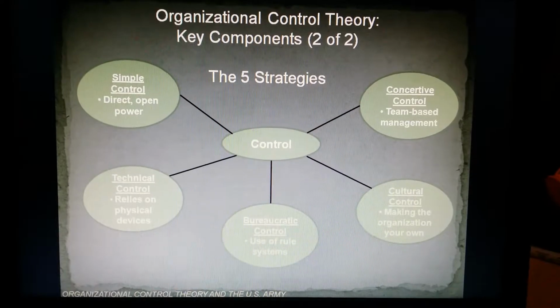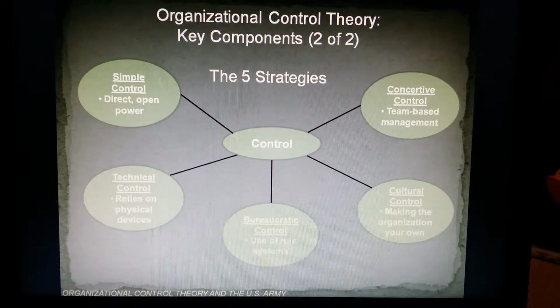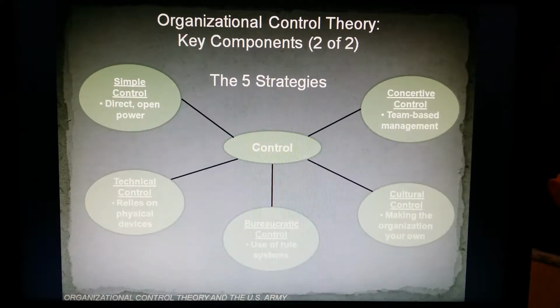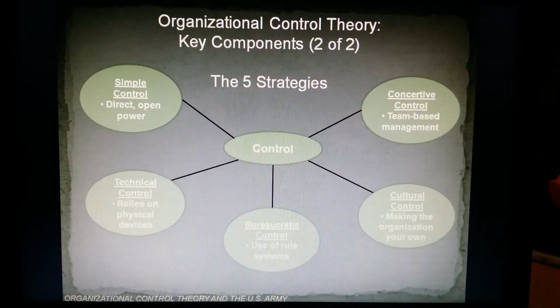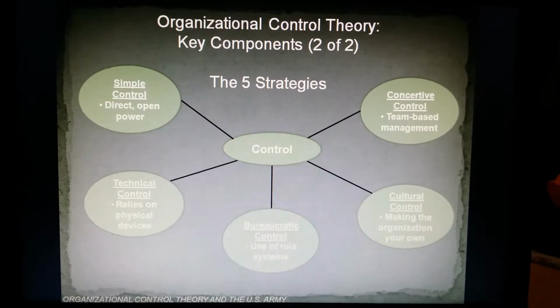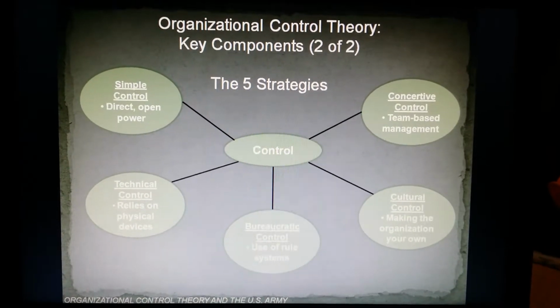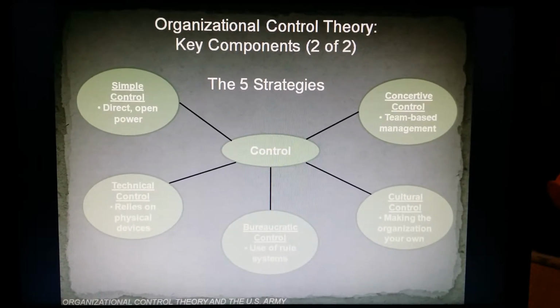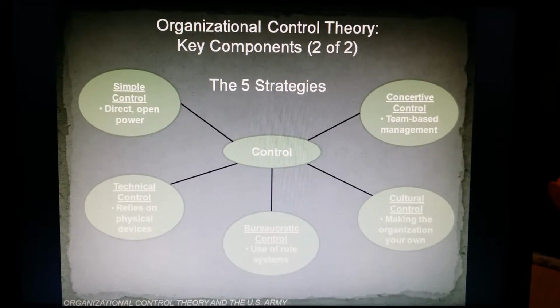Moving down to the technical control, this process relies simply on the intervention of some sort of physical device, whether it's a machine or computer software, to substitute for the supervisor. So rather than relying on a manager to tell employees what to do or how fast to work, a machine such as a conveyor belt dictates that through the process.